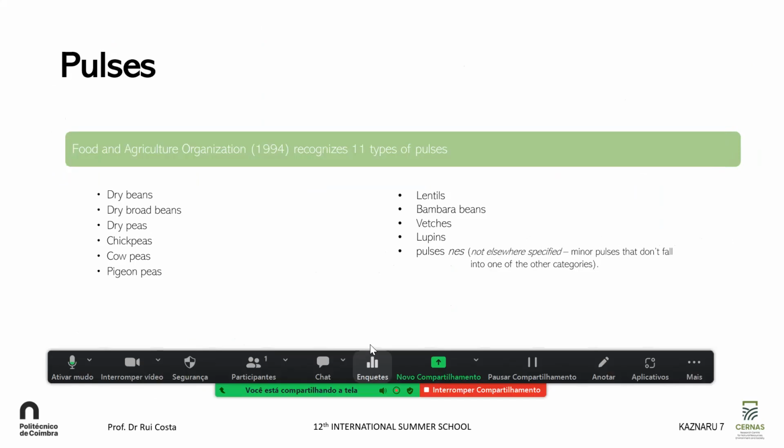According to the Food and Agriculture Organization, since 1994, so this could probably be updated now, there are 11 types of pulses: dry beans, dry broad beans, dry peas, dry chickpeas, cowpeas, pigeon peas, lentils, bambara beans, vetches, lupins, and others that are not specified. But here we can include, for example, grass pea, which I will present.